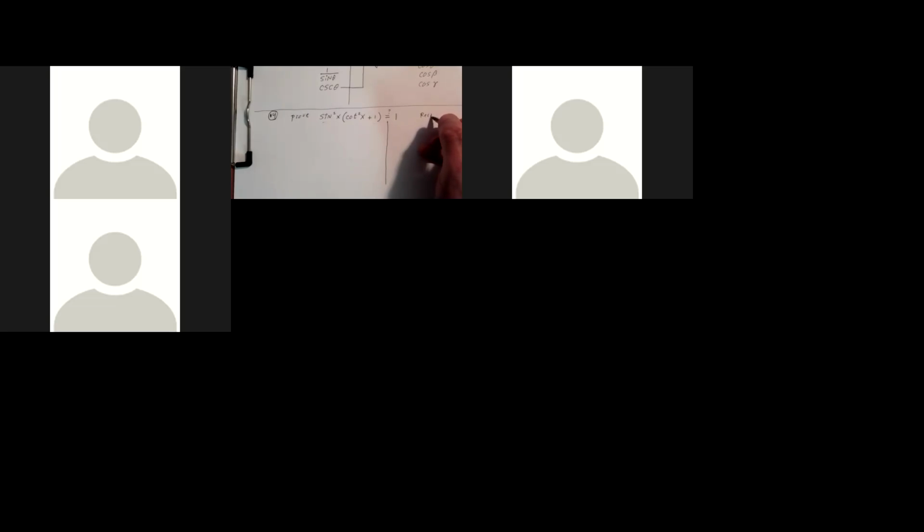Notice we can tap into one of our Pythagorean identities, realizing that cotangent squared x plus 1 is equal to cosecant squared x. We can use that. So therefore, why not simplify this expression inside the parentheses? Replace it now with cosecant squared x. Excellent idea. So this got replaced with cosecant squared x.